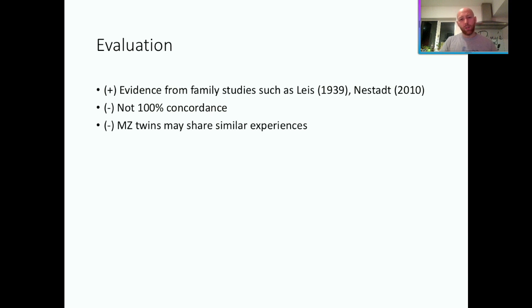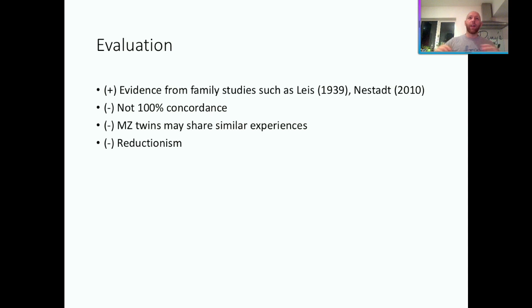The monozygotic twins may share similar experiences, much more similar than fraternal twins might. If you think of people that have identical twins, they dress them the same. Everyone may respond to them the same in a way that they wouldn't necessarily with fraternal twins. So you can't rule out that their similarities in OCD could be due partly or to a greater degree to the environment that they share, which would be more similar. So that's an issue.